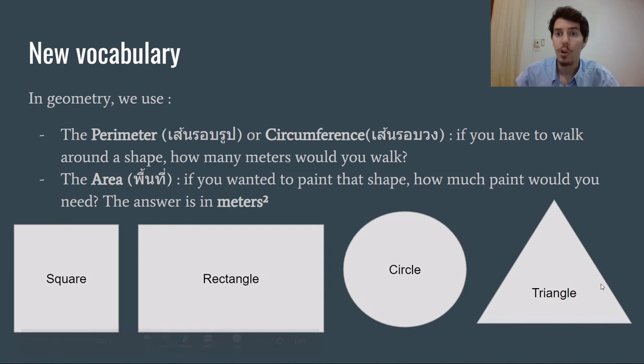Okay, guys, and the second word that we're going to use is the area. I think in Thai it is punti. So the area is if you want to paint a shape, it doesn't matter if it's a circle, a triangle, a rectangle. If you want to paint the shape, how much paint would you need? Now the answer will be in meter squared or square meters. It's different from the perimeter. The perimeter will be in meters. The area will be in meter squared. So this is the vocabulary that I will use for the rest of the lesson.